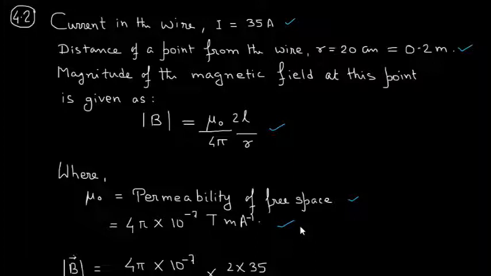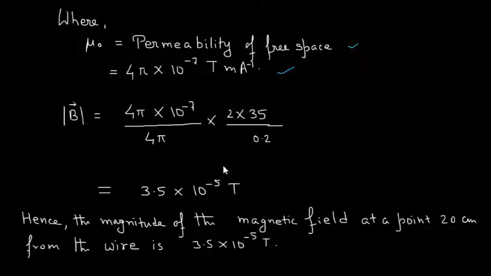Now putting the values, we get modulus of B is equal to 4 pi multiplied by 10 to the power minus 7 upon 4 pi multiplied by 2 multiplied by 35 upon 0.2, which is equal to 3.5 into 10 to the power minus 5 T. Hence the magnitude of the magnetic field at a point 20 centimeter from the wire is 3.5 multiplied by 10 to the power minus 5 T.